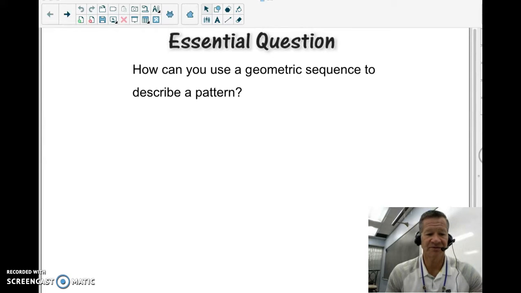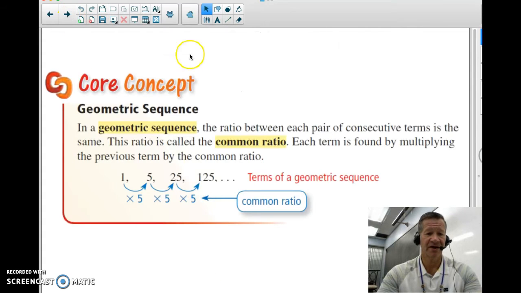Last section of chapter 6. This is section 6.5. Let's start out with example 1. We're going to talk all about geometric sequences in this section, and we're going to find out what a geometric sequence is right off the bat.